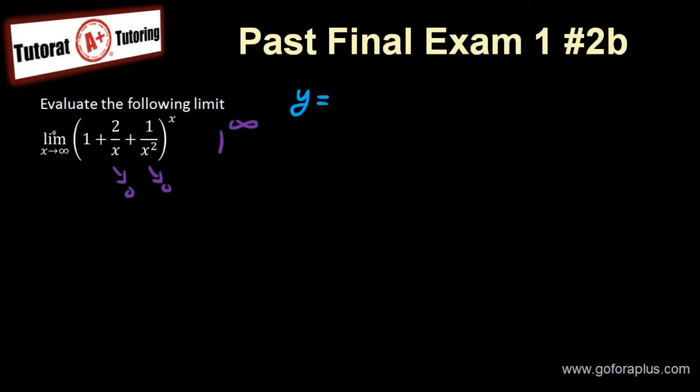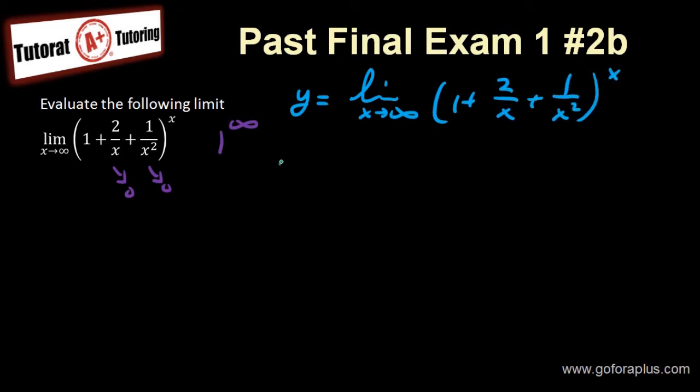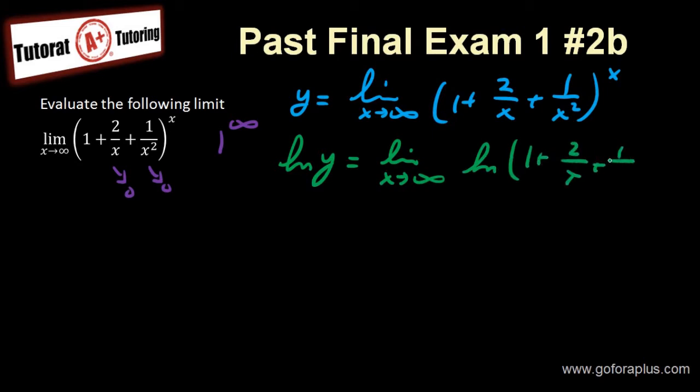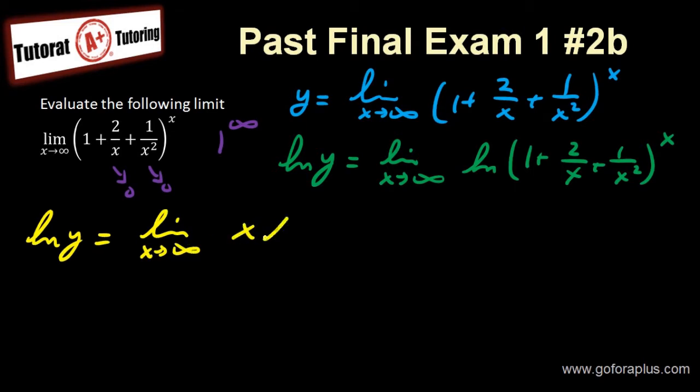You write y equals to this limit first, then apply ln. y equals the limit of 1 plus 2 over x plus 1 over x squared, to the x. Then you apply ln, so it becomes ln of y equals the limit of x approaching infinity, ln of this function to the power of x. Now you can bring down the x because the exponent is one of the properties for ln, right? So you have ln of y equals the limit of x approaching infinity, x ln of 1 plus 2 over x plus 1 over x squared.